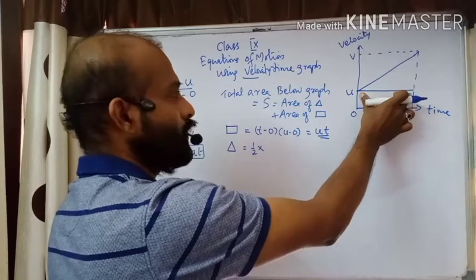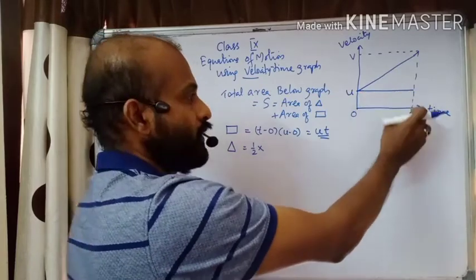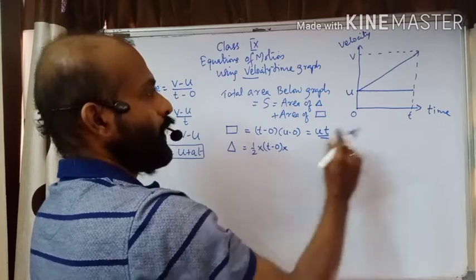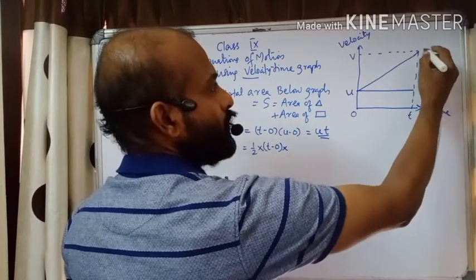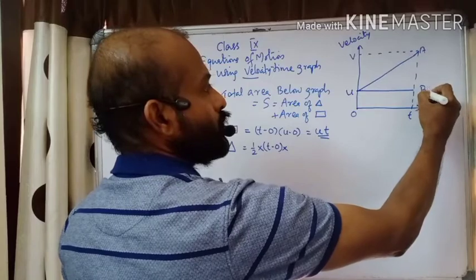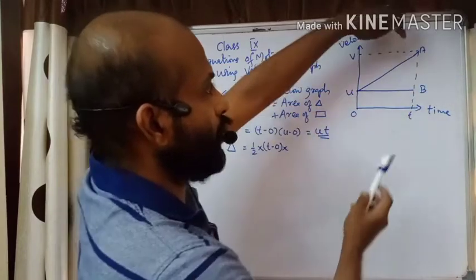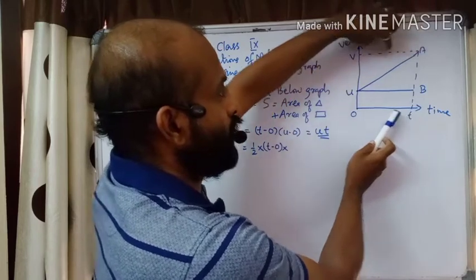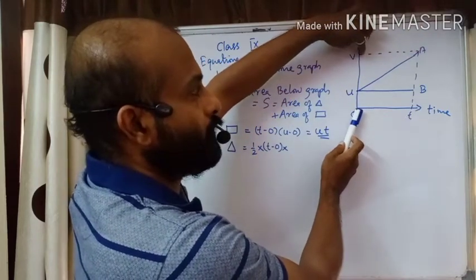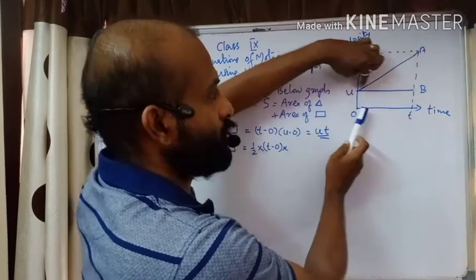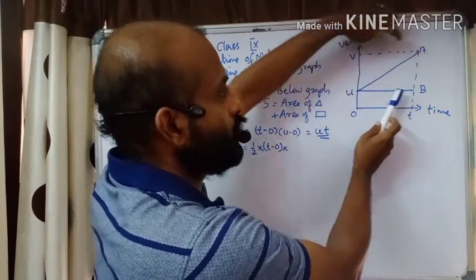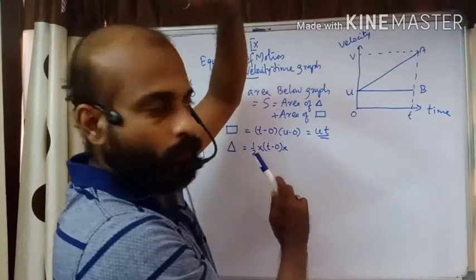What about the length of the base? T minus 0. Now I need the altitude. This is the altitude. I will give it the symbol AB. AB is the altitude. So to find the length AB, I know this length. From here to here, what is the length? It is equal to V. Now from here to here, what is the length? U. What will be the remaining length AB? AB is equal to V minus U.